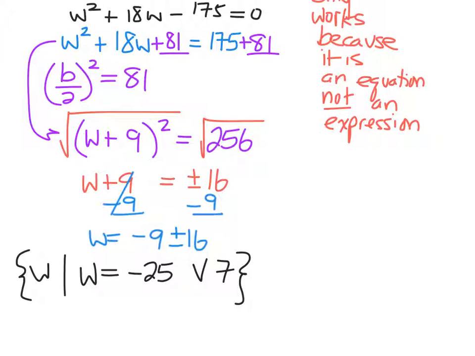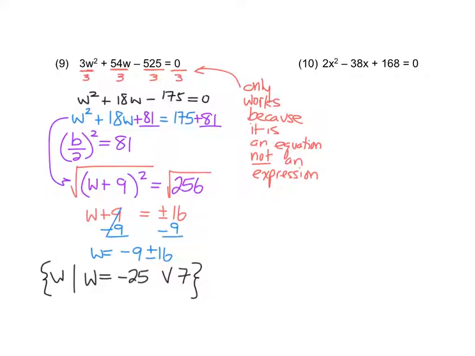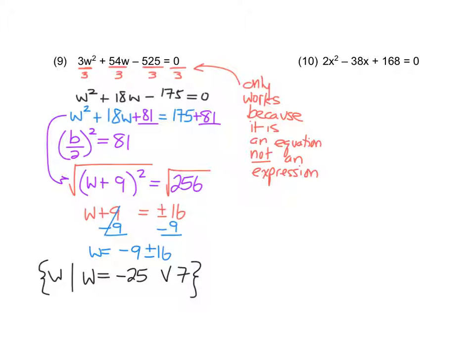So negative 25 and 7? Yeah, sure. Just addition, subtraction and stuff. All right, so not too bad, just a minor adjustment.